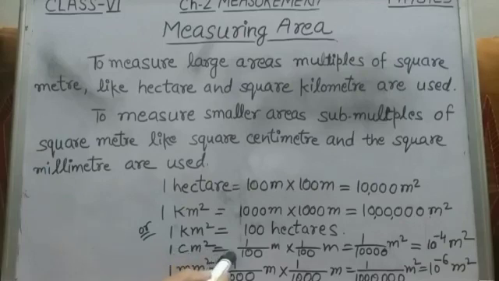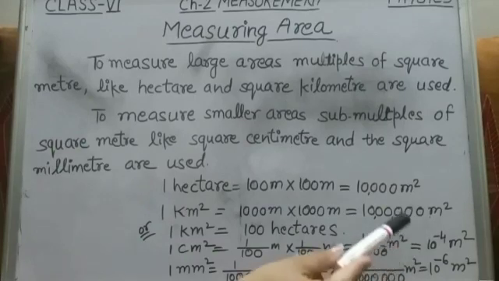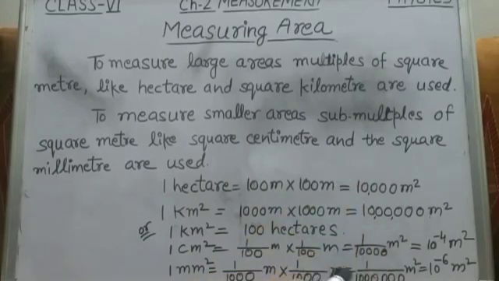1 square centimeter is equal to 1 upon 100 meter into 1 upon 100 meter. It will become 1 upon 10,000 square meter, or we can write this as 10 raised to the power minus 4 square meter.